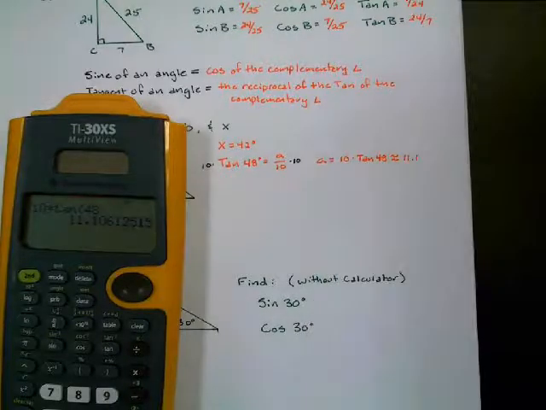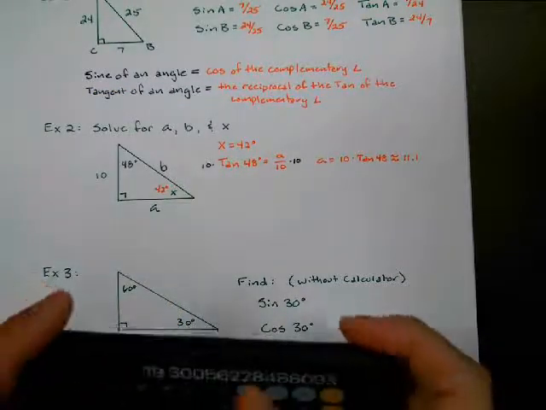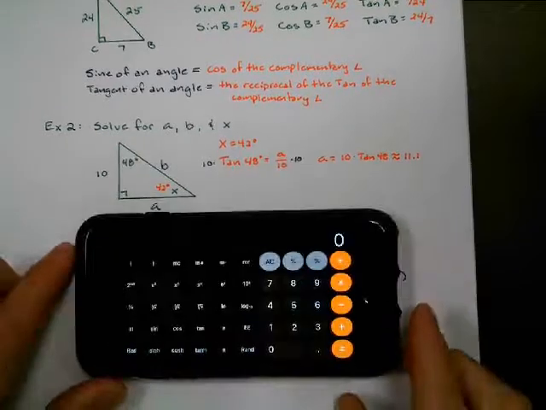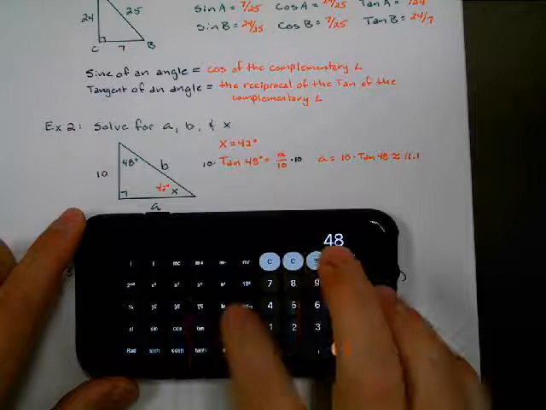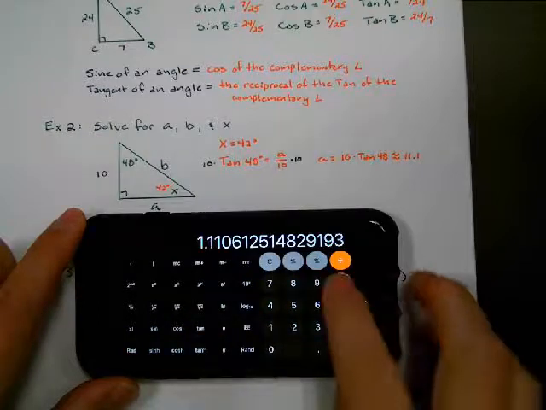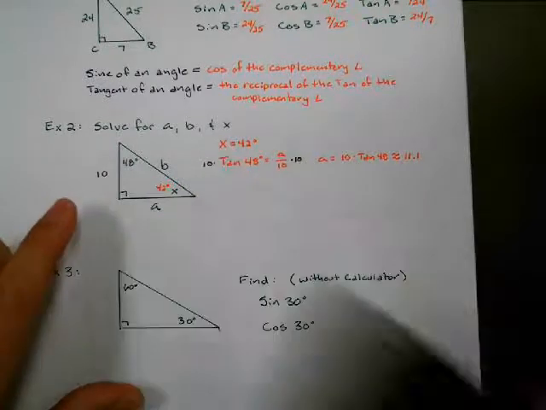Remember, you've also got your phone calculators that I'm sure a lot of you are probably using. Remember, you have to type these in backwards on your phone calculator. So you'd have to do 48 tangent times 10. And you still get 11.1. Okay, it's just backwards when you type it in.